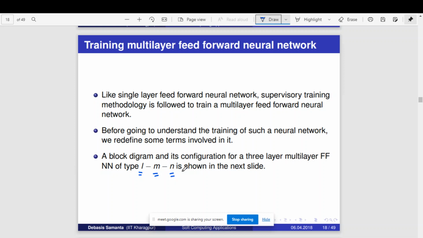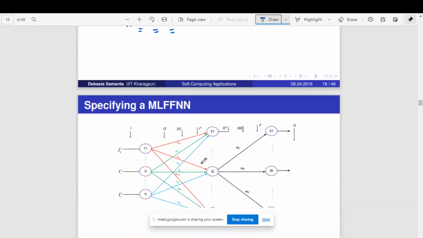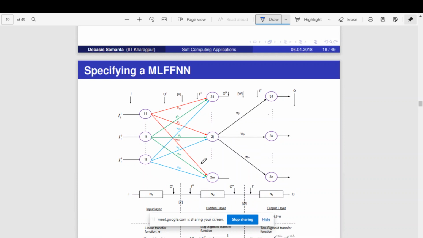A block diagram and its configuration for a 3-layer multi-layer feed forward neural network of type LMN is shown in the next slide. L represents the input layer, M represents the hidden layer, and N represents the output layer. This is the pictorial representation of a multi-layer feed-forward neural network with 3 layers: an input layer, hidden layer, and an output layer. We assume that in the input layer there are L neurons, in the hidden layer there are M neurons, and in the output layer there are N neurons.